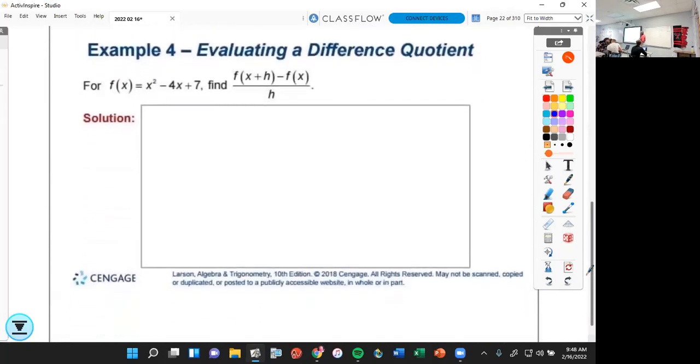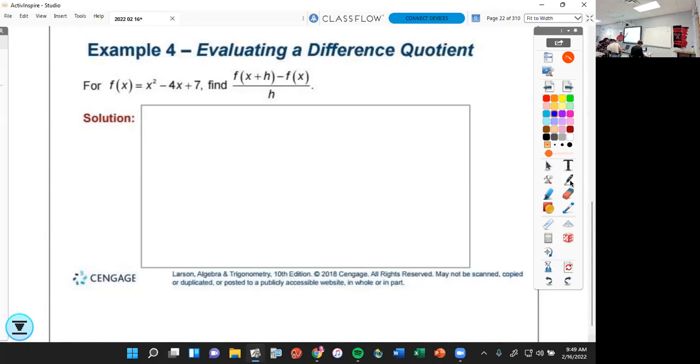Okay, here is a problem where we will evaluate the difference quotient. And instead of uncovering it, let's just work through this. If I give you a function, f of x is equal to x squared minus 4x plus 7, and I ask you to find the difference quotient, I'm telling you to calculate f of x plus h minus f of x, over h. Be careful on the minus f of x. So pay attention to how I write this down. To calculate this, the first thing I need to do is figure out what f of x plus h is, which means I'm going to plug x plus h in for x.